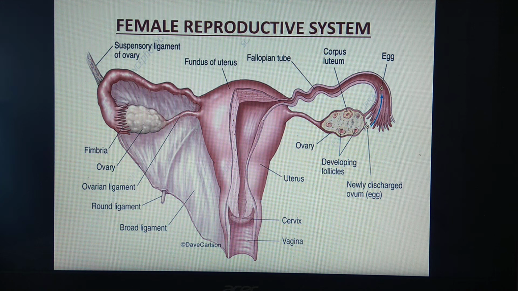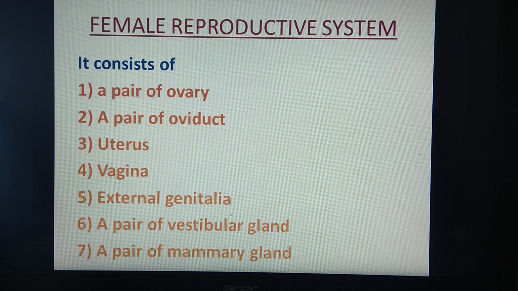In today's lecture, we are going to study the female reproductive system. What are the organs that come under the female reproductive system? These organs are a pair of ovaries, a pair of oviducts, uterus, vagina, external genitalia also called vulva, a pair of vestibular glands and a pair of mammary glands. We will see the first one, that is a pair of ovaries, and for that we will see a diagram.